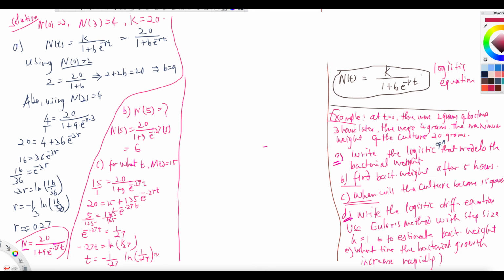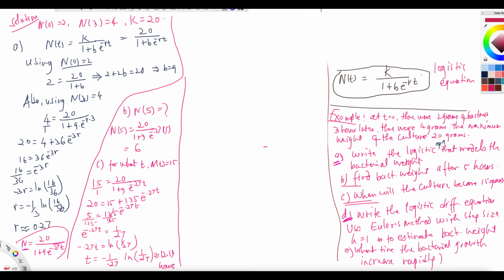If you use a calculator, you will get 12.19 hours. So this is the time that it takes for the bacteria to grow to 15 grams.